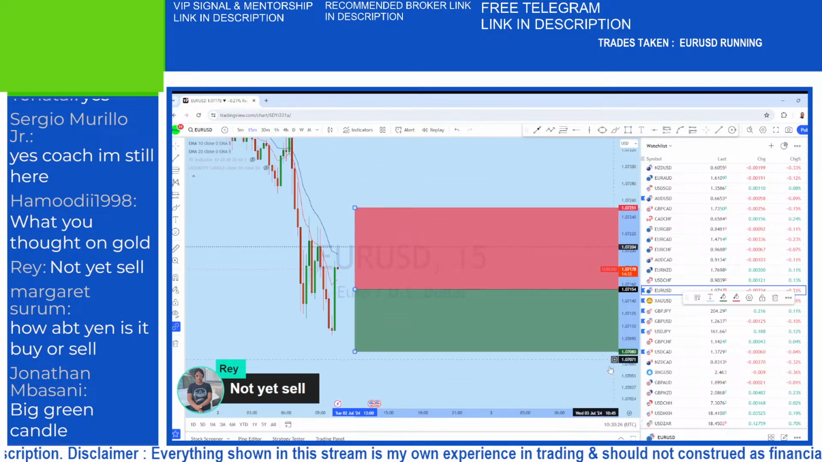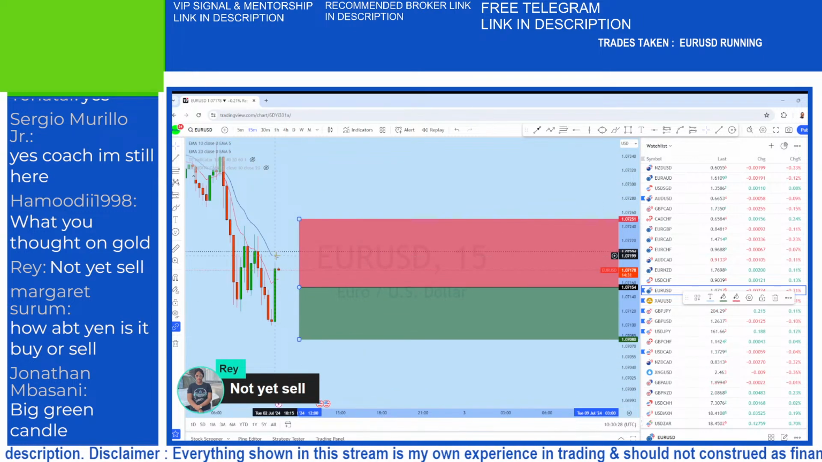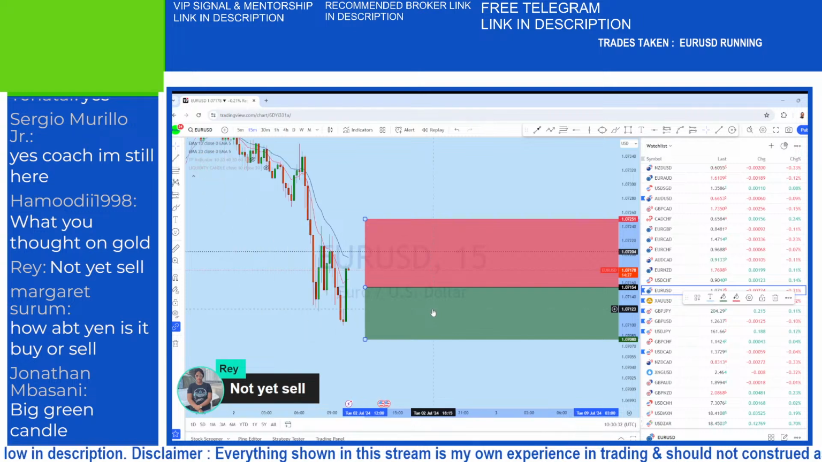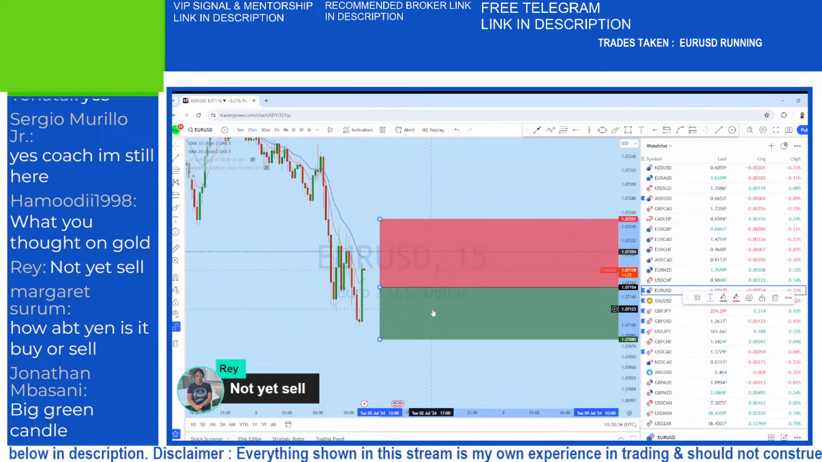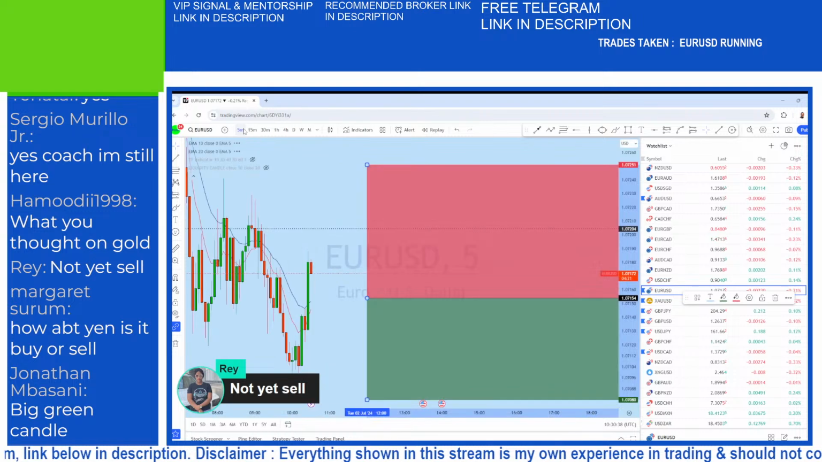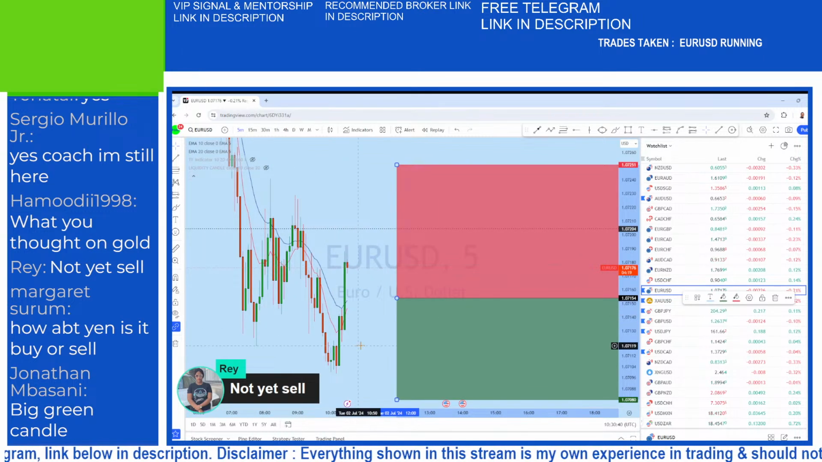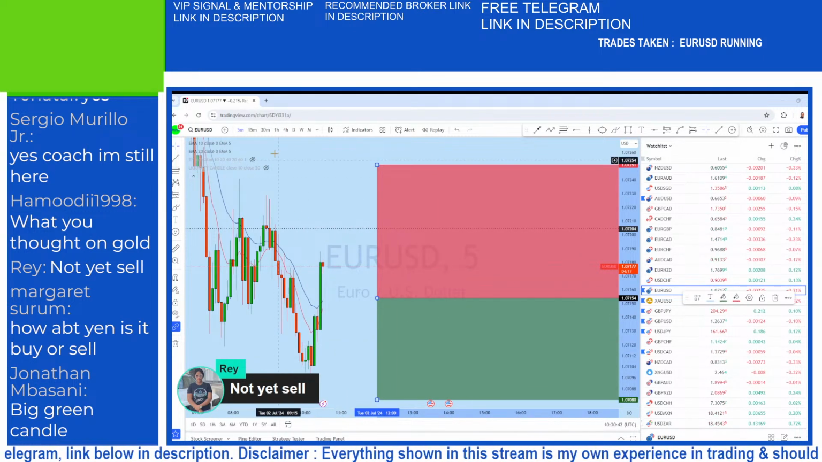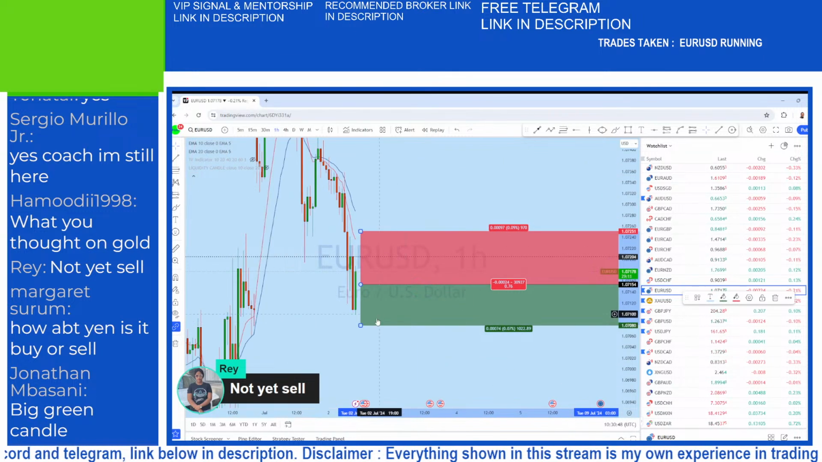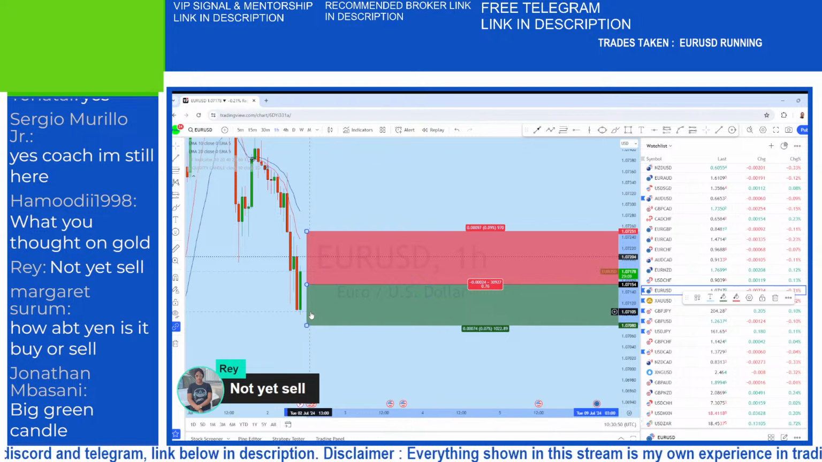Okay, so we saw a rejection here. That rejection might take euro dollar to 5 minutes, wanting to see that it's breaking below again. I will still be holding because it almost came near to our TP, but again has gone up.